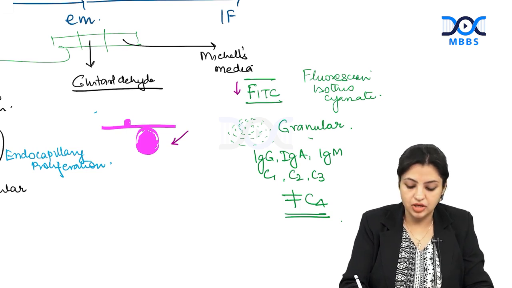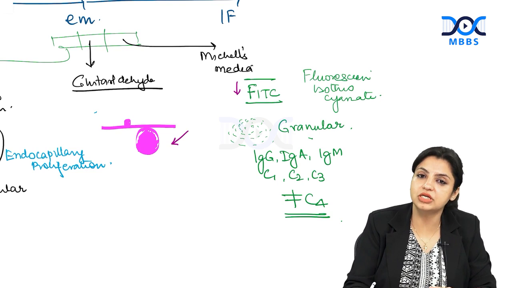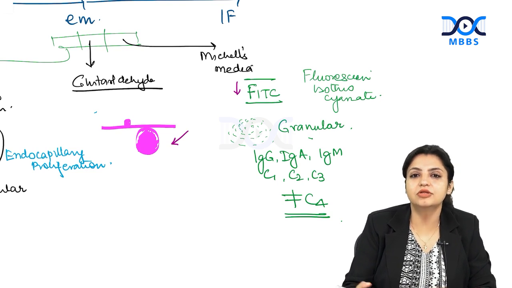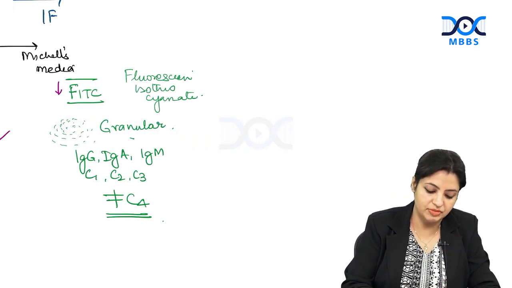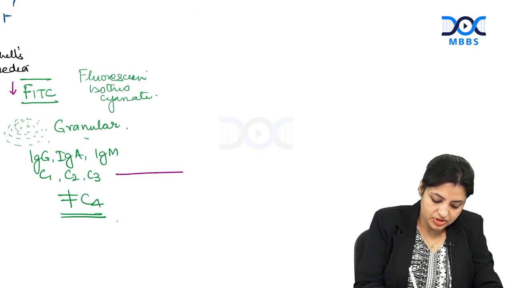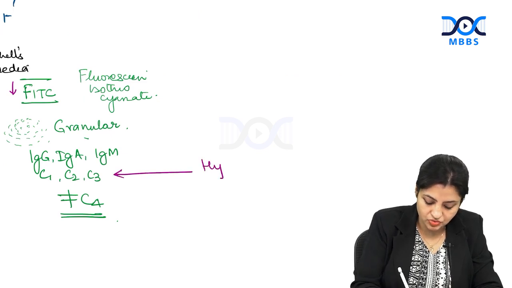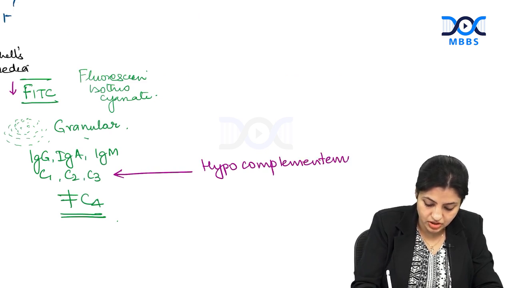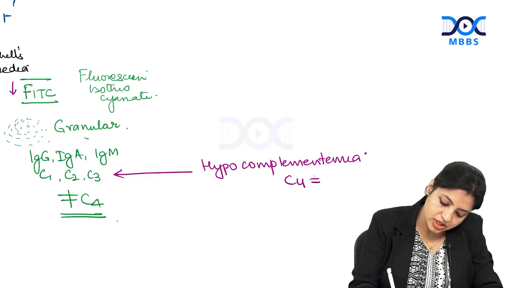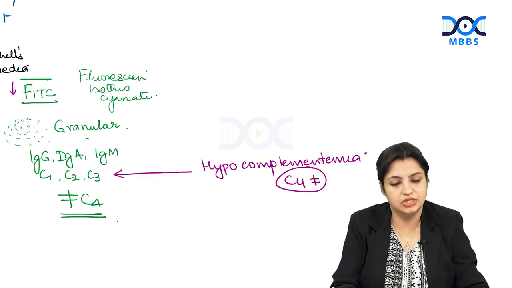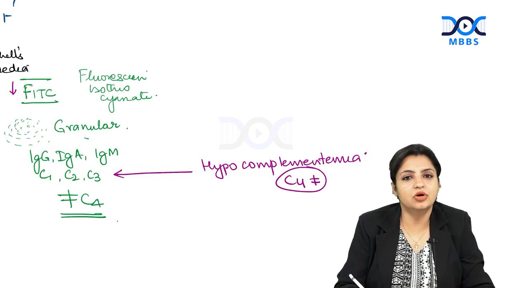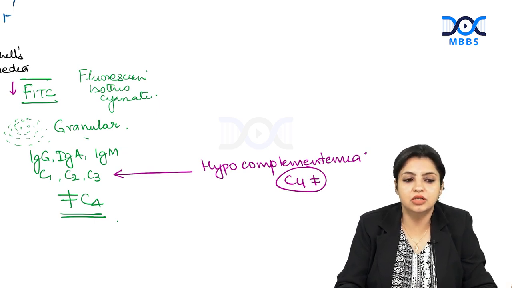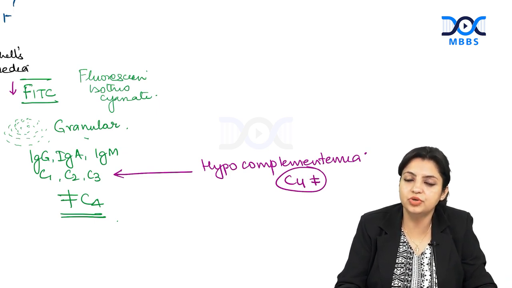Also, you should remember, because all the complements are deposited in the kidney itself, the patient will present with hypocomplementemia. But which complement is not decreased? C4 is not decreased. Also remember, now you think there are so many neutrophils there already to eat the immune complex.